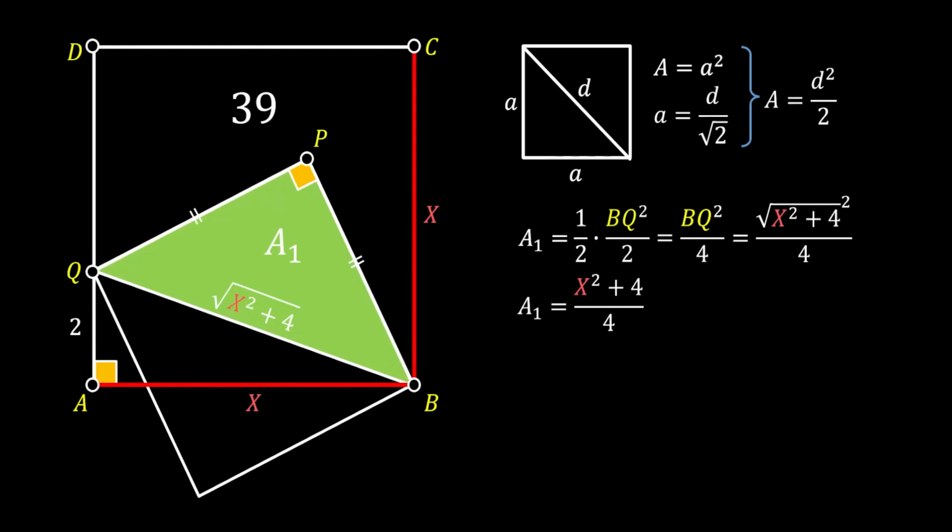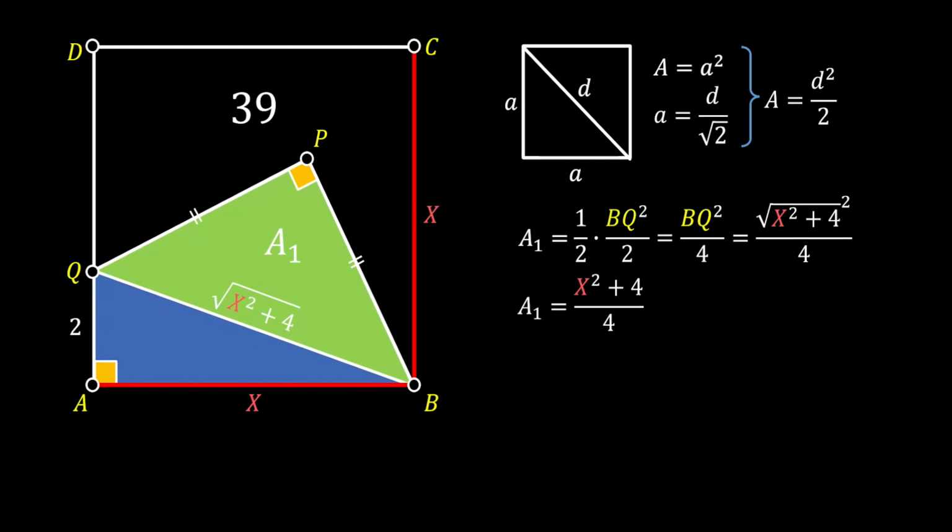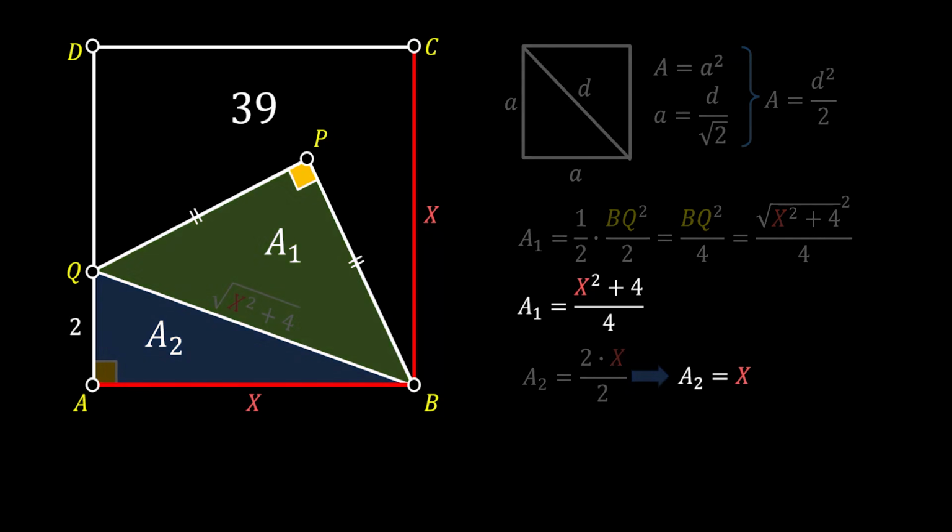Now let's have a look at our image once again and let's try to find the area of the triangle QAB. I will label this area as A2. As you can see, this triangle is a right-angled triangle, so the area must be equal to the half of the product of its legs, so 2 times x over 2. Of course, we can simplify this and get that the area A2 has the value of x.